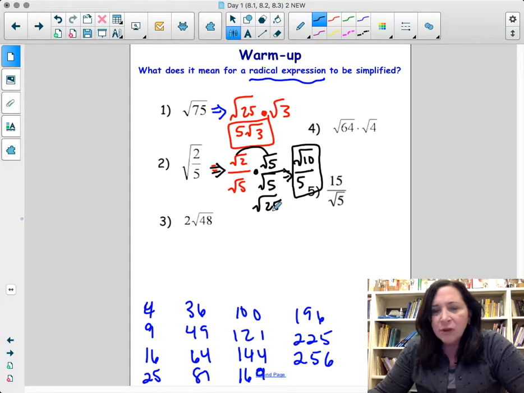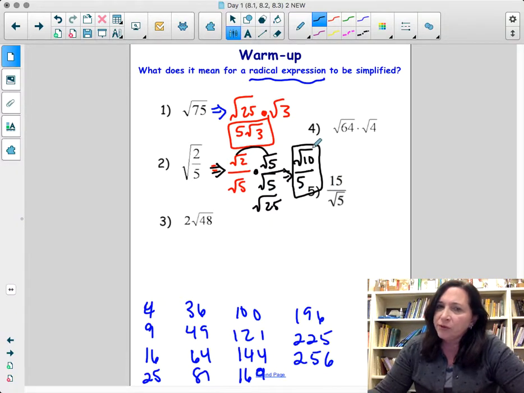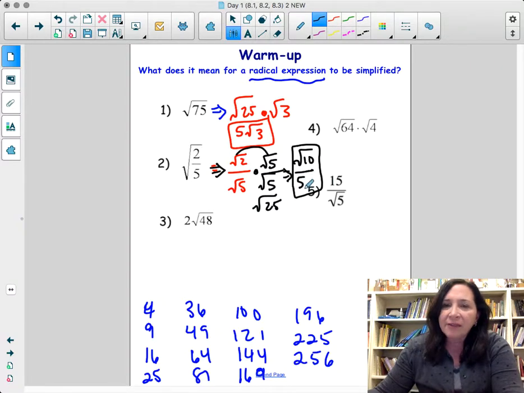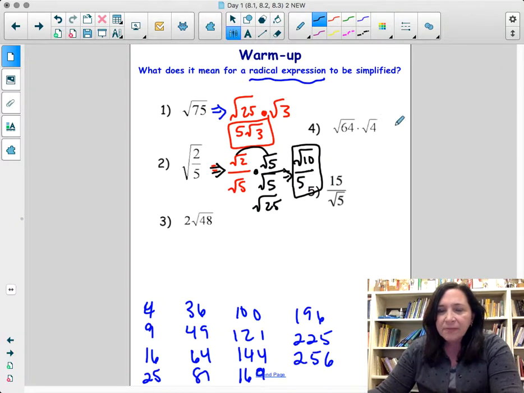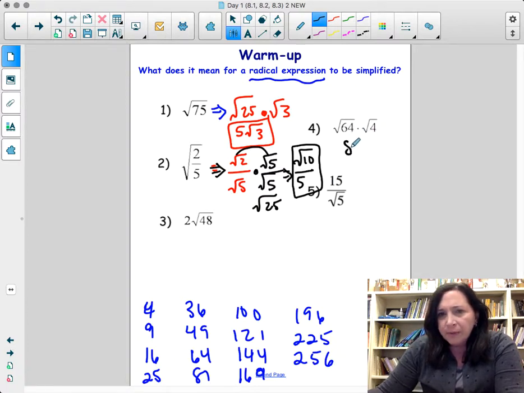And even though you can reduce roots with roots, you cannot reduce a root with a number. You cannot do that. It has to be a root. So that's your answer for this one. Right here, root 64 times root 4, well, the square root of 64 is 8.